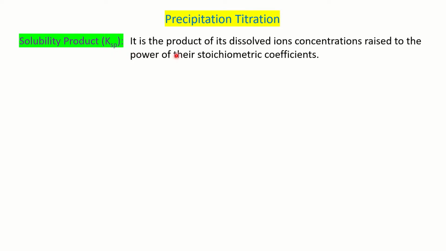Solubility product we represent by KSP. So we'll see what that is. It is the product of dissolved ion concentrations raised to the power of their stoichiometric coefficients. It is kind of an equilibrium constant. Let's say this example, silver chloride. When you make an aqueous solution of it, it dissociates into the ions silver and chloride.